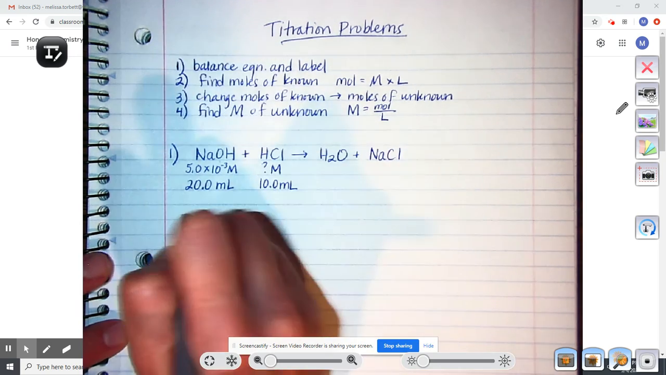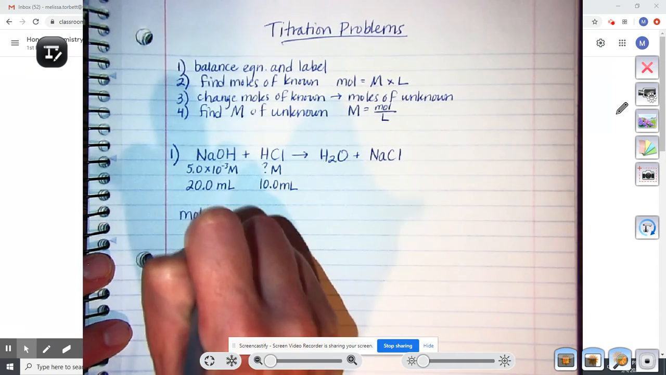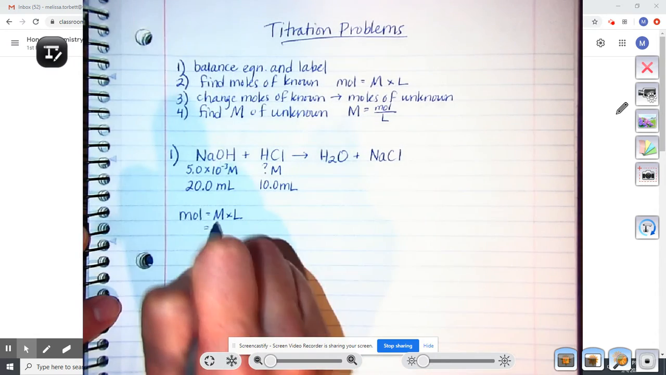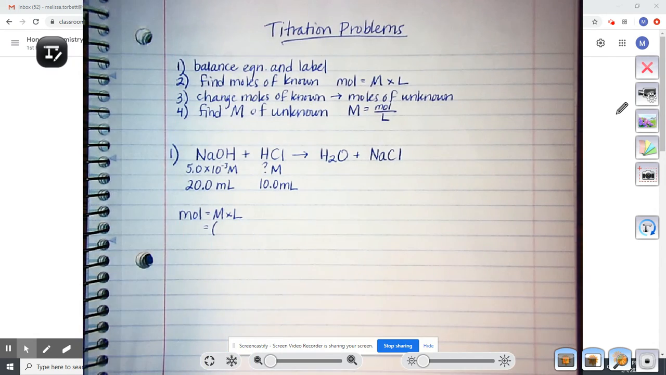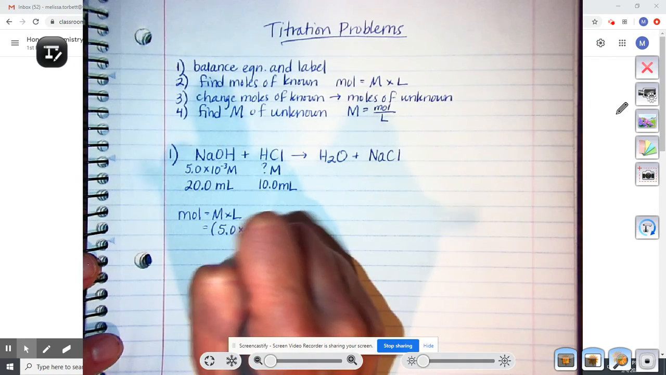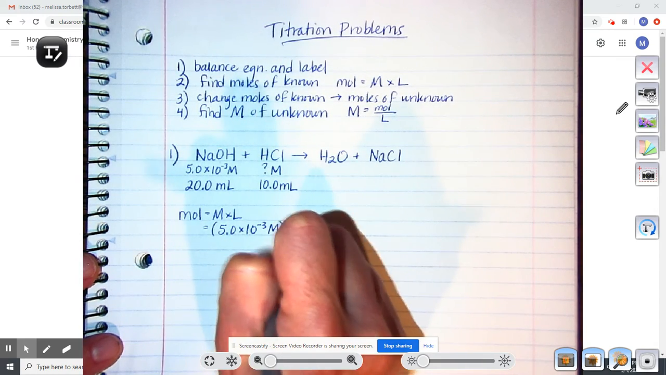Okay, so I'm going to write out my equation because we always start by writing out our equations. It's just what we do. Good practice, a good habit to be in. Now we're going to plug all this in. 5.0 times 10 to the minus third molar in for M.